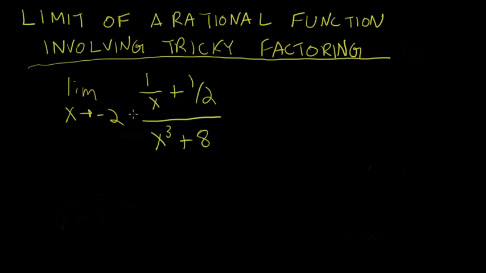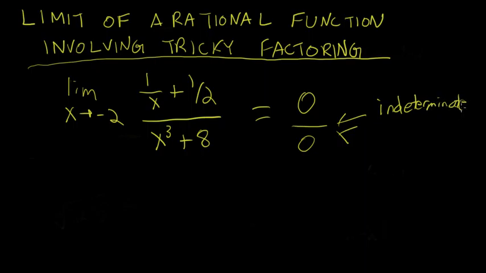So just looking at this, as x gets close to -2, this term gets close to -1/2. Add 1/2 to that, and in the numerator you're going to get 0. And in the denominator, as x gets close to -2, this is going to get close to -8. Add 8 to that and you'll get 0, so we have a 0 over 0 indeterminate form. So that means we have more algebra to do to either find the limit or conclude that it doesn't exist.